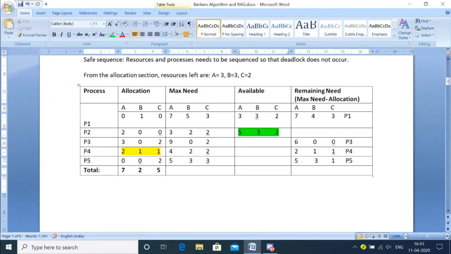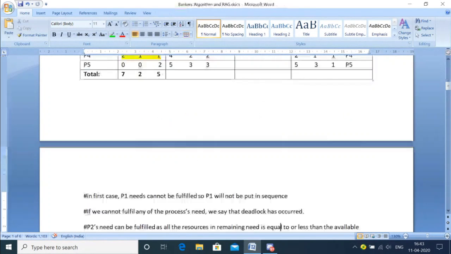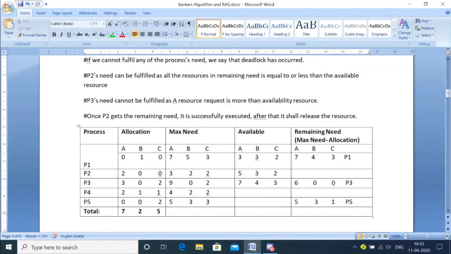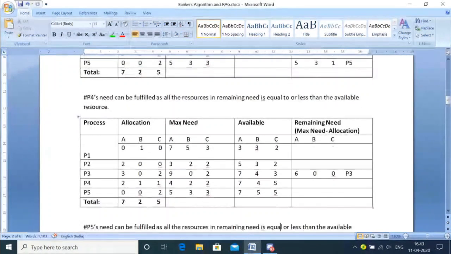Whichever process is out, the one that has been executed, its allocation of resources has to be added with the availability. Okay, so that updation happened. Is it clear now? Yes, sir. Thank you. Okay.